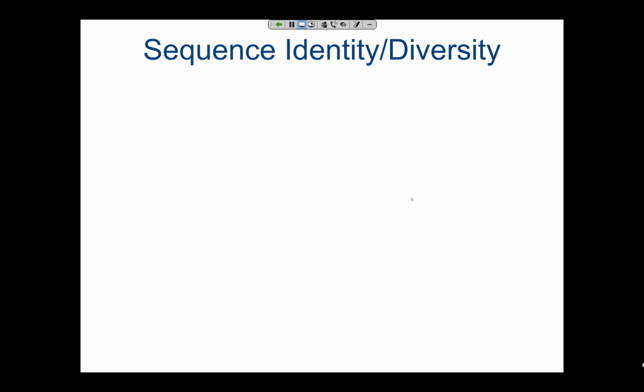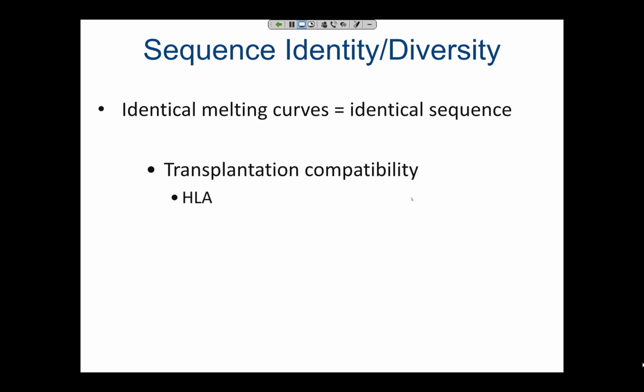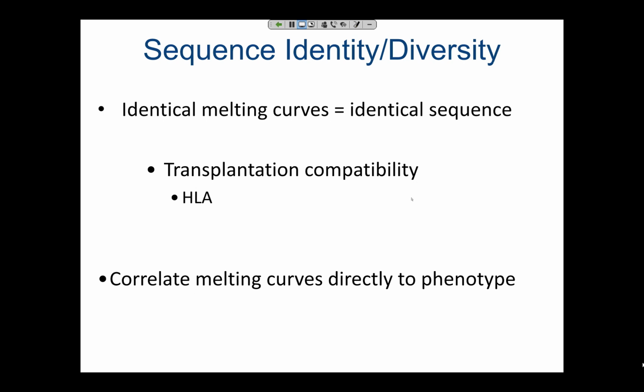Just a few more examples of uses of high-resolution melting. In this case, sequence identity. I'll show you a quick example of using identical melting curves to identify identical sequences. If your sequence is the same, your melting curve should be the same. Let's look at one example in terms of transplant compatibility, particularly HLA. We're going to be amplifying HLA, that highly variable region that determines compatibility, and we're going to correlate the melting curves directly to a phenotype or a transplantation result. So in this case, we actually don't care what the genotype is. We're just going to look at, in the case of transplant matching within a family, whether the sequence is the same by looking at whether the melting curves are the same.